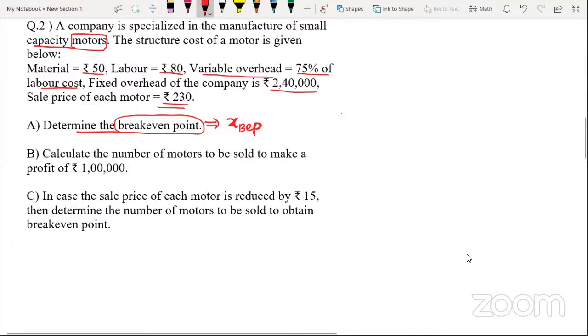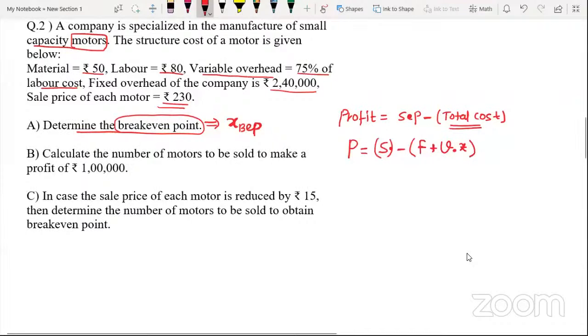We can write profit equals selling price minus total cost. In the last question we have seen, profit will be selling price minus total cost. So the profit P equals S, or capital S, minus total cost, which will be the summation of fixed cost plus variable cost per unit into total number of units. Okay, so this is going to be the profit.